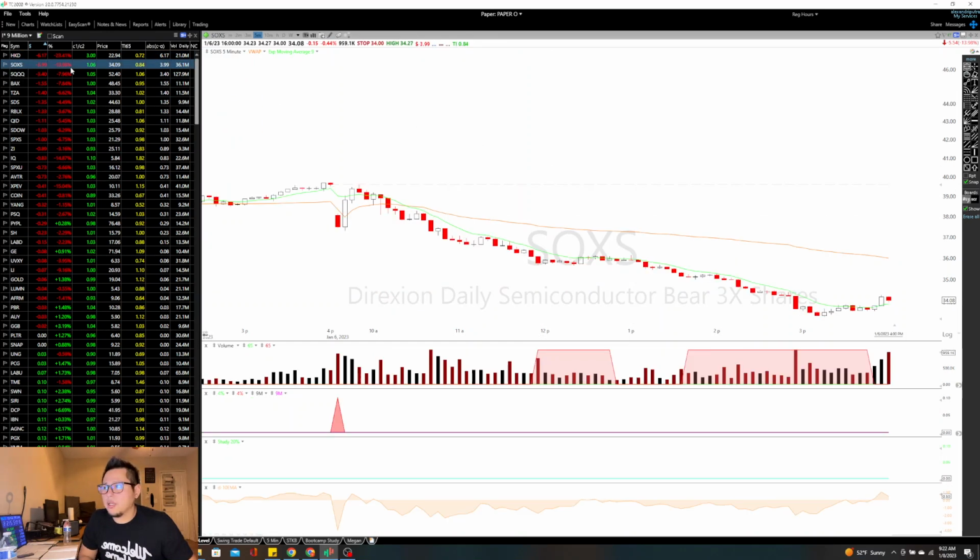And again, SOXS, which is a semiconductor bear, moves in negative correlation to the bull, just because this is a bear stock. But you can go long this, say you're bearish on the market, instead of shorting some kind of stock, which is safer essentially, but we'll get to it another time.